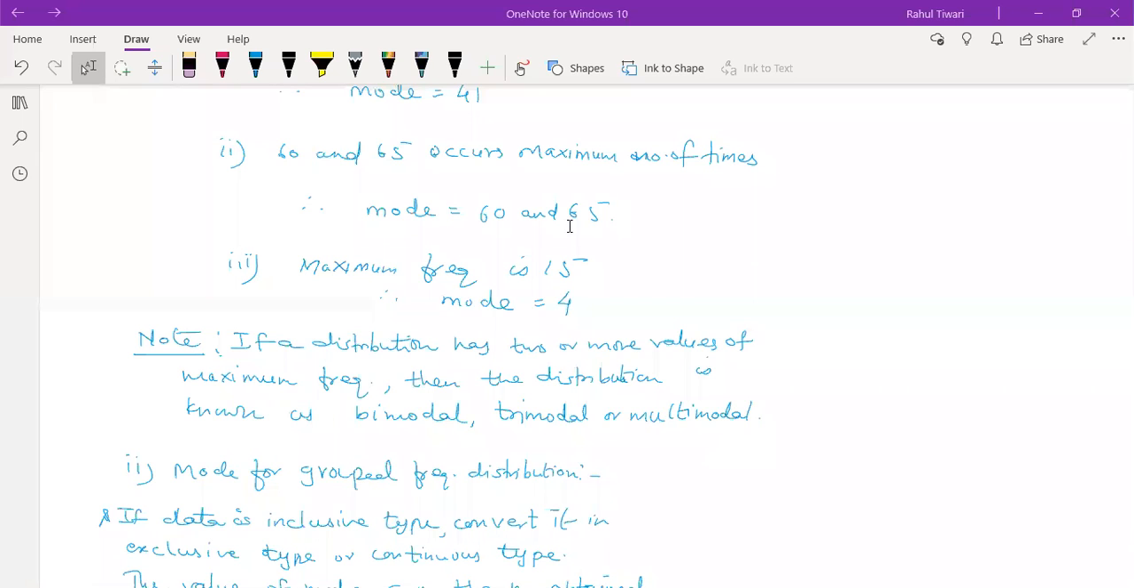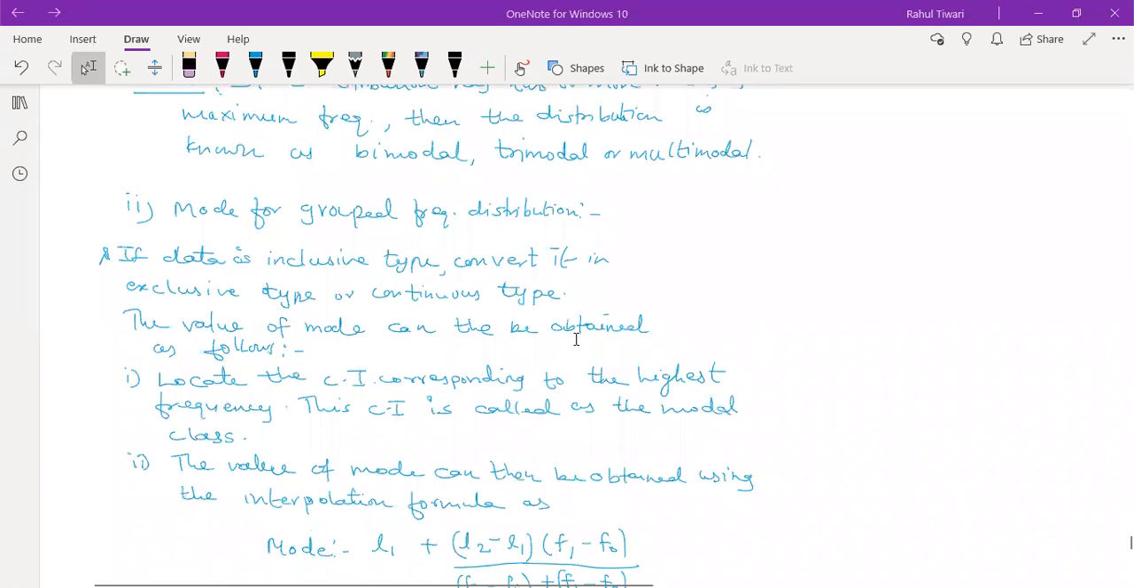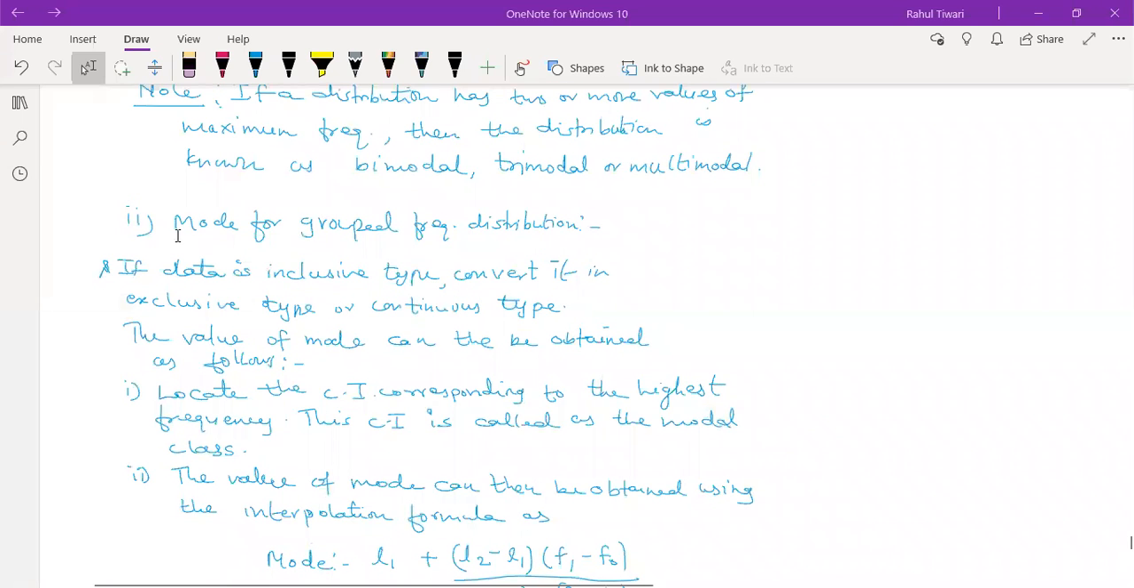Are you getting it? So there are different names. Mode means we have a single frequency. Bimodal means we have 2 frequencies. Trimodal means we have 3 frequencies, and so on. Okay. Then you can go to the next part.